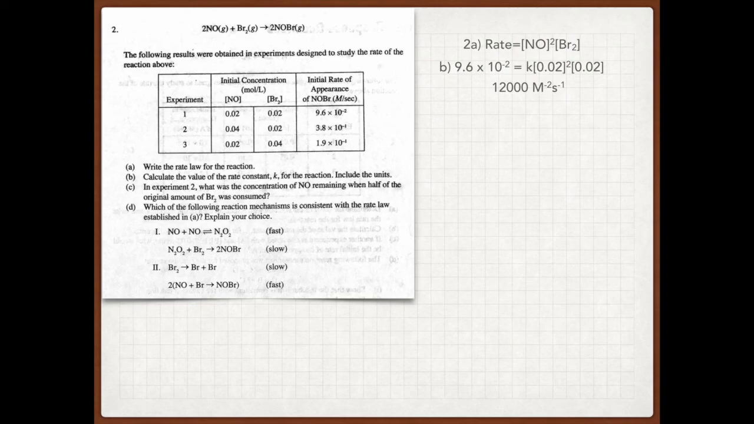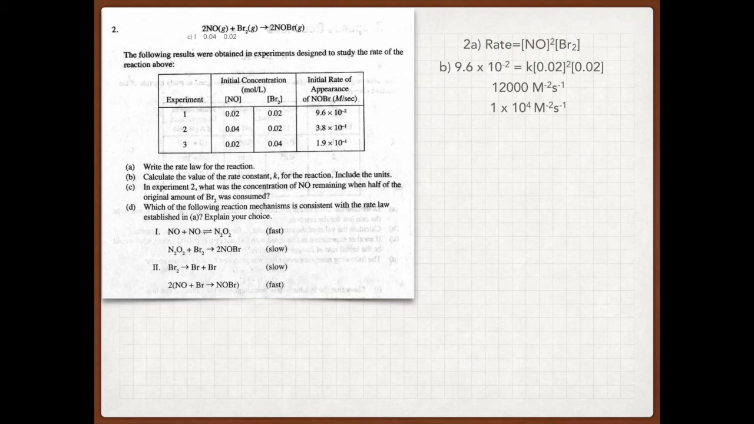And C, it says in experiment 2, what was the concentration of NO remaining when half of the original amount of Br2 was consumed? So now we have a stoichiometry problem. I'm going to create an ice chart because it tells me how much I start with and how much I finish with, so immediately that's going to be using an ice chart. So we looked at this over the summer. I'm going to just show it to you really quickly. So initially, how much NO and Br2 did I start with? Well, in experiment 2, I started with 0.04 of NO and 0.02 of Br2. So I would put 0.04 and 0.02 for Br2. That's my initial. And I didn't put anything for NOBr because it doesn't ask about that.